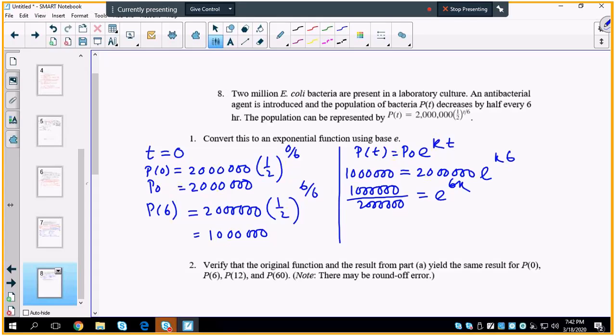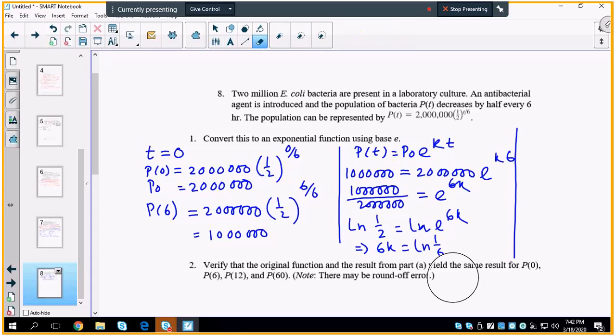I take natural log on both sides, as the number of zeros are the same on both top and bottom. I get natural log of 1/2 is equal to natural log of e to the power 6k, which implies 6k is equal to natural log of 1/2. I can divide both sides by 6 and get k. So k is equal to natural log of 1/2 over 6. Let's find this number, rounded to 4 decimal places, and I get to write the decay equation.